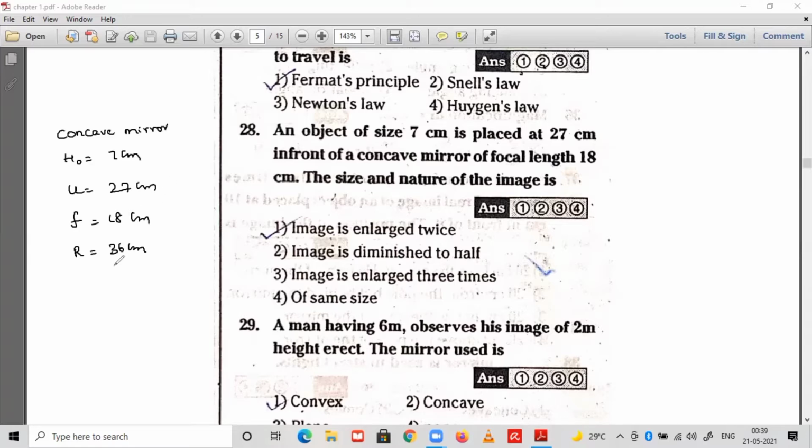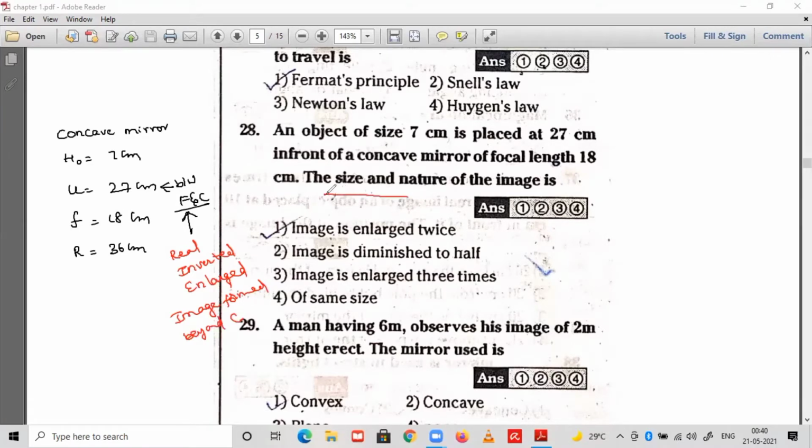So as per the given data, the object is placed between F and C, where F is the focus and C is the center of curvature. So when we place the object between F and C, we will get the characteristics as real, inverted, enlarged, and the image is formed beyond C. These are all the image characteristics. Image formed beyond C.